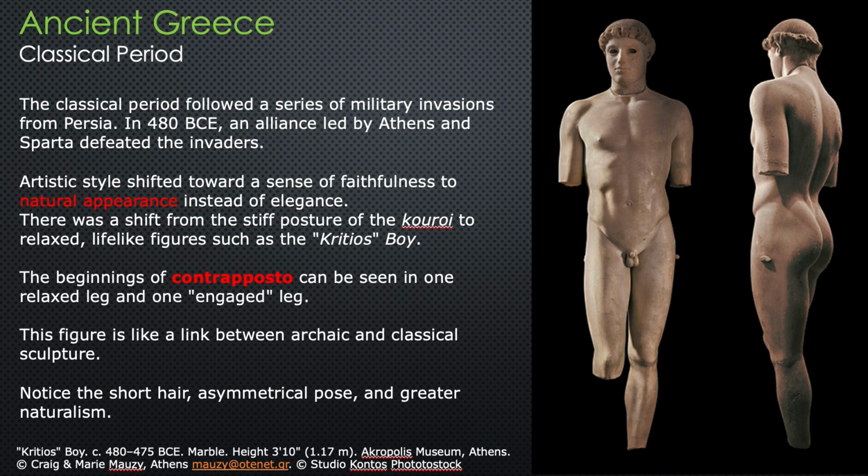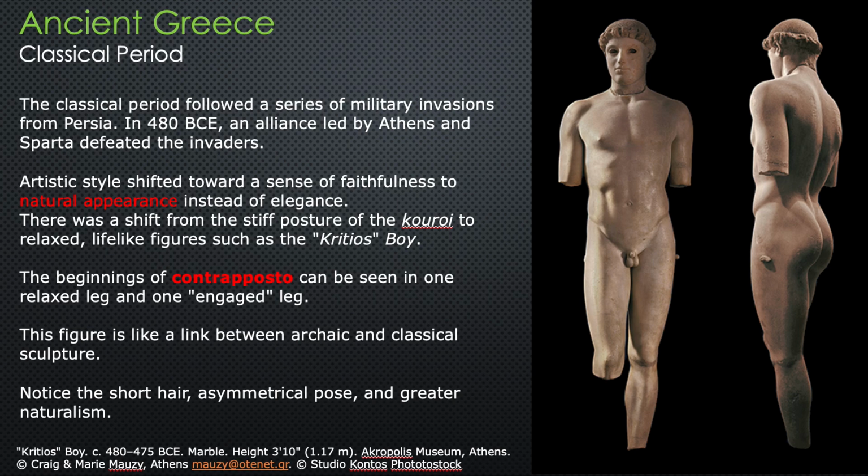So this is Critias' boy. He dates from 480, right about the beginning of the classical period. And we look at him, and he is saved, and he is used in every single lecture because he represents sort of a missing link between the archaic figures and what's about to happen in the classical period.